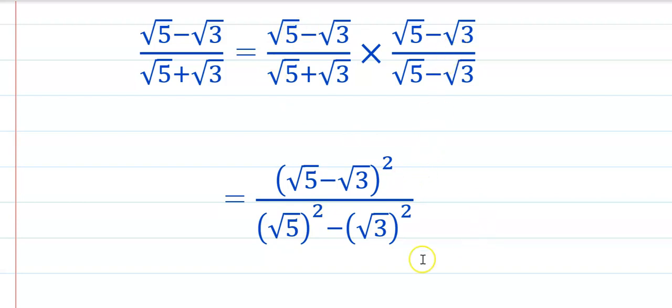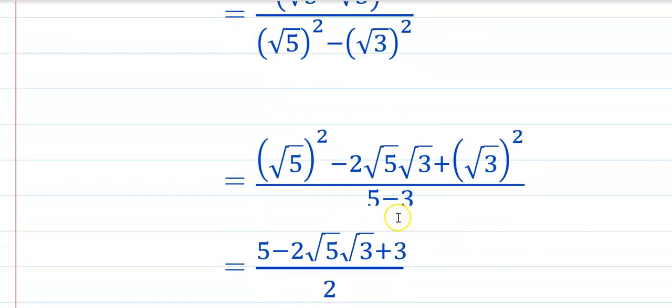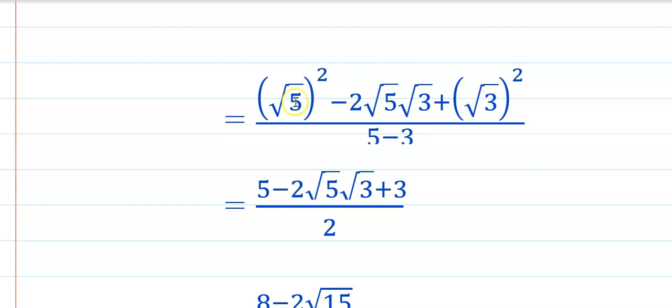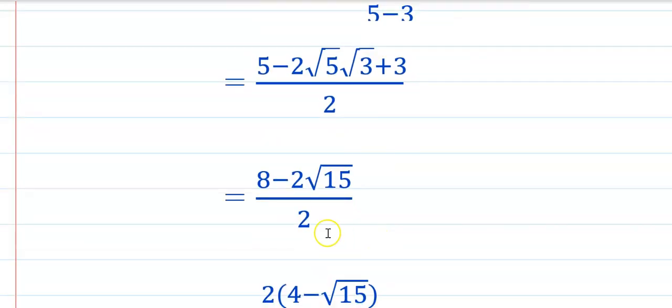What about the numerator? It's root 5 minus root 3 bracket square. Root 5 minus root 3 bracket square means a minus b bracket square, which means first term square minus 2 into first term into second term plus second term square, upon 5 minus 3, that is 2. And in this way, root 5 square means 5. 2 into root of 5 into root of 3, you will get root of 15. And here is root 3 bracket square, that is 3. 5 plus 3 is 8. 8 minus 2 root of 15 upon 2.